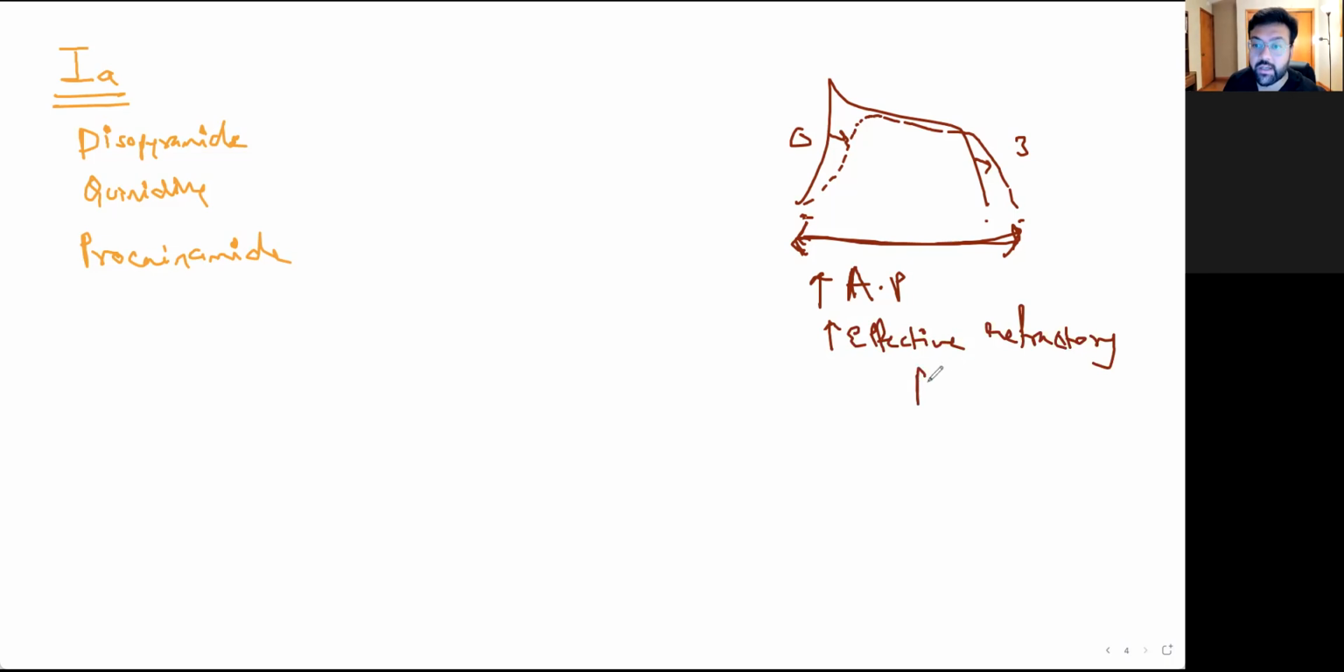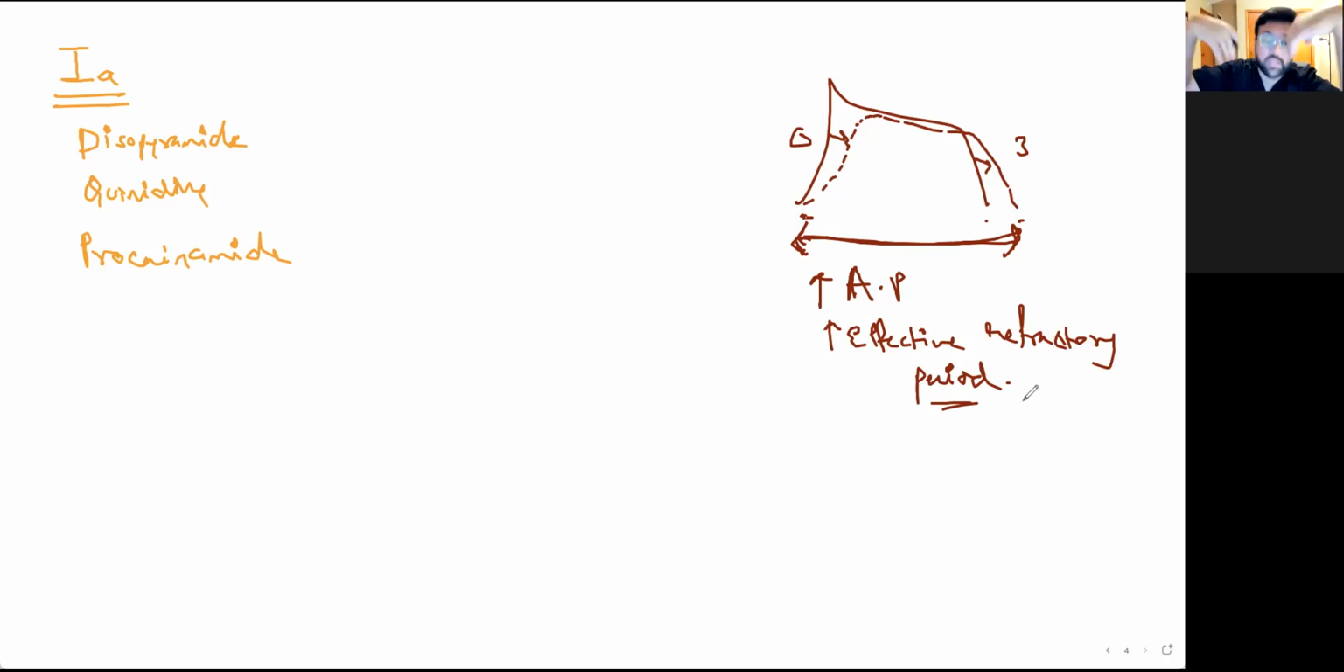Effective refractory period means no matter what stimuli the cardiomyocytes get, it will not respond to that stimuli. And that's all about arrhythmias. Automaticity, ectopic foci. If it gets irritated, it will start firing. But if you increase the effective refractory period, no matter what signals you give, it will not respond to that signal. That's what we want. It will increase the effective refractory period.